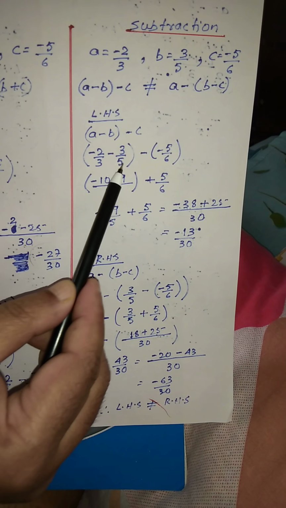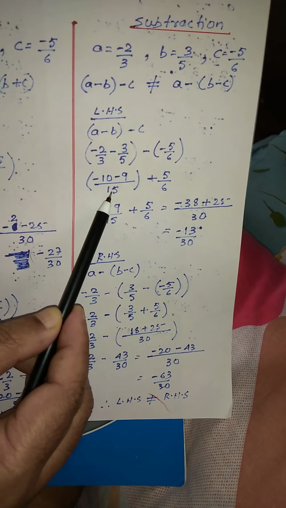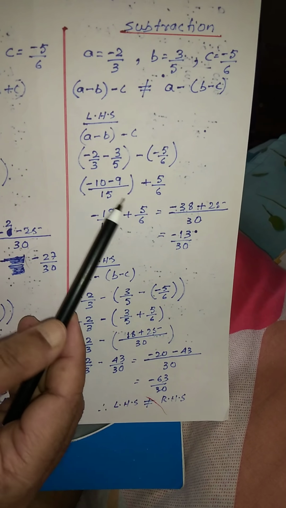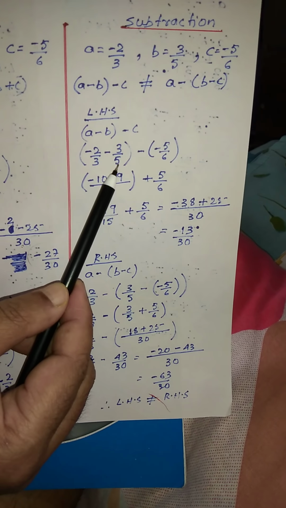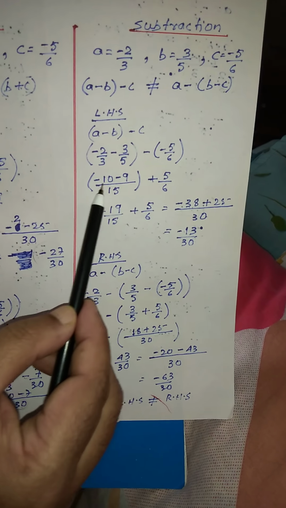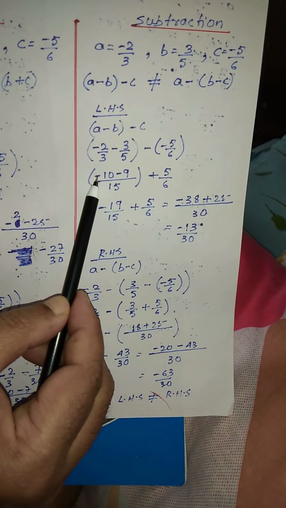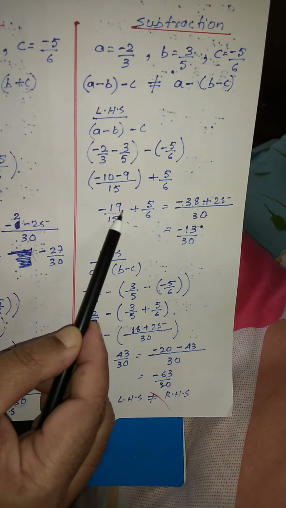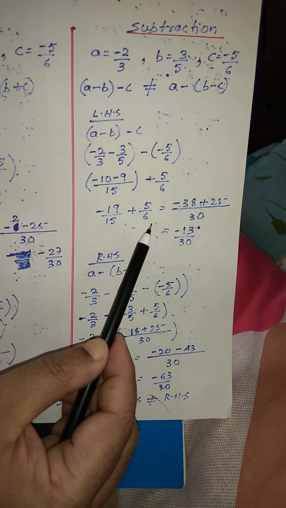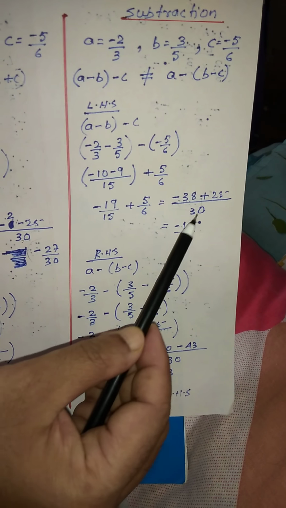So the LCM of 3 and 5 is what? 15. Divide 15 by 3. What is the answer? 5. 5 into minus 2 is minus 10. Again when you divide 15 by 5, what is the answer? 3. So 3 into 3 is 9. Now solve this. Minus 10 minus 9 is what? Minus 19 by 15, then minus 6. Again we have to get the LCM. The LCM of 15 and 6 is 30.